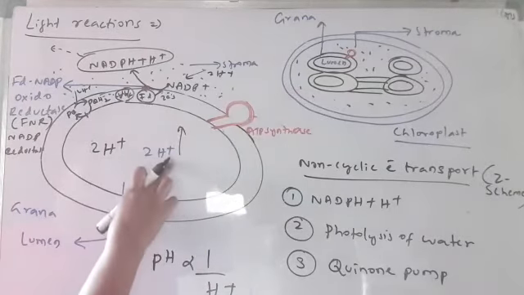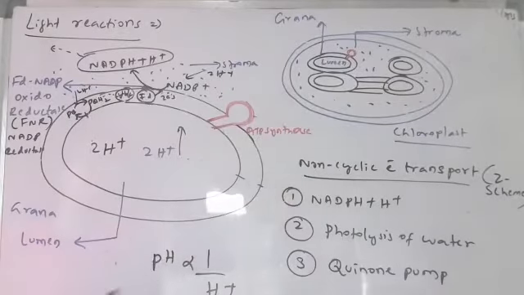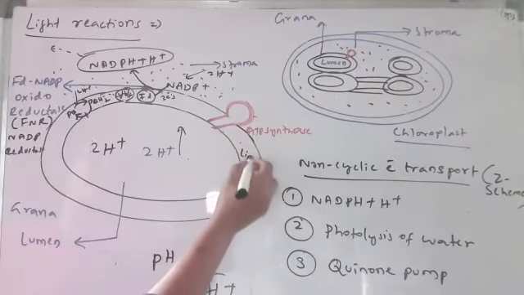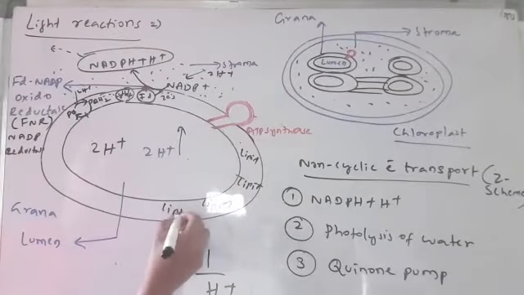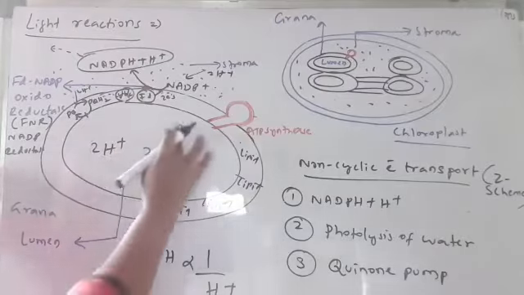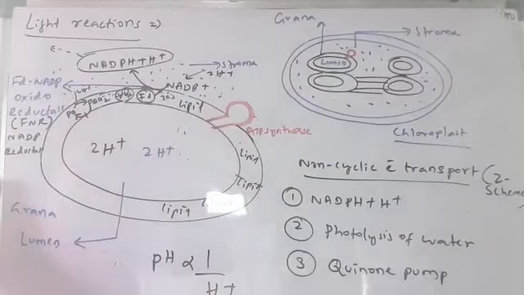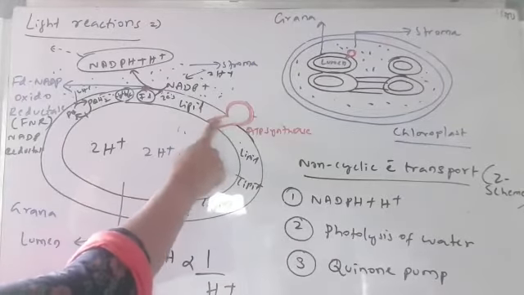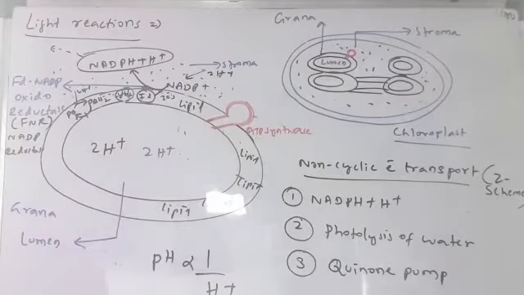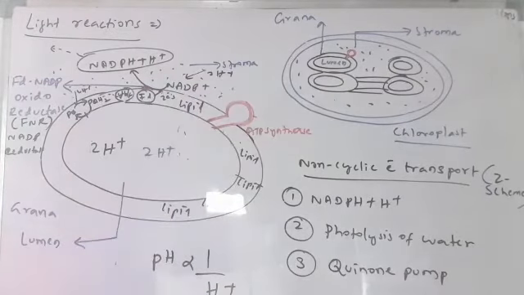But these protons cannot cross this membrane, because this membrane is all made up of lipid layer. So because of that, the protons cannot move to the stroma. That is the reason why there is a channel protein, a carrier protein, which helps in the transport of these protons.